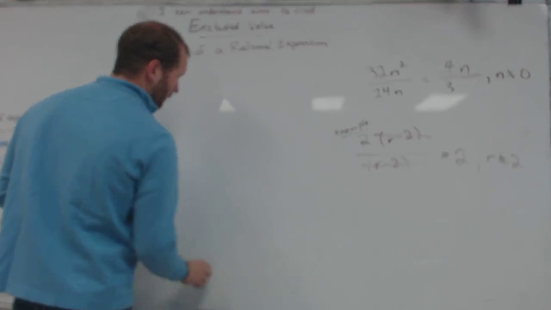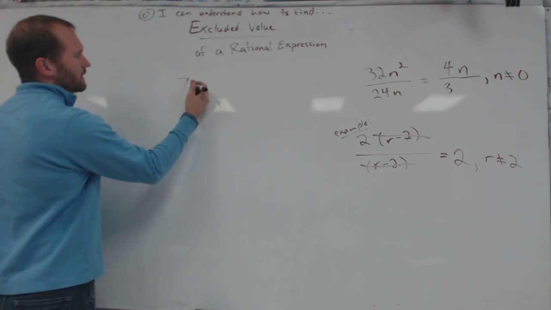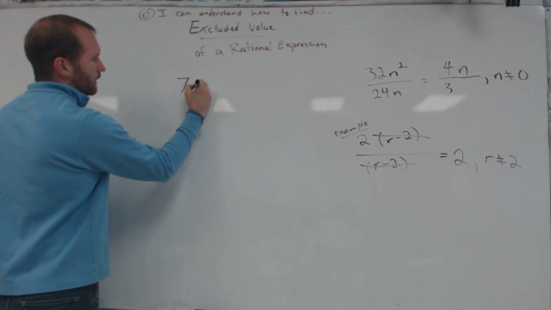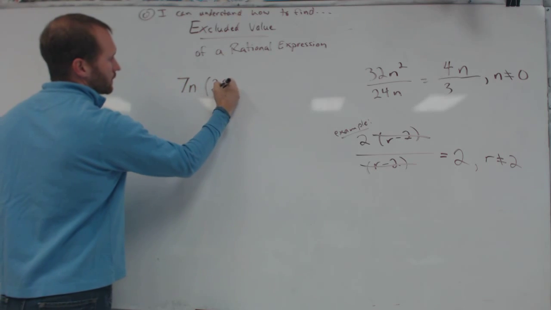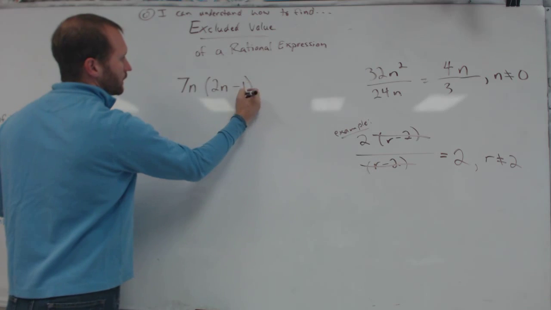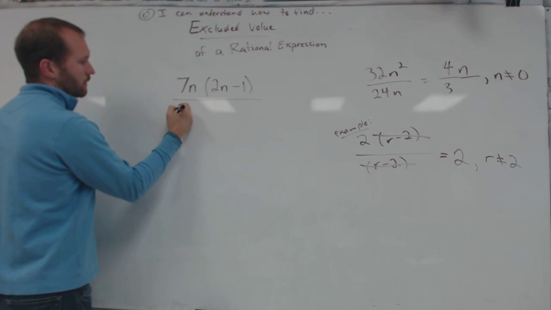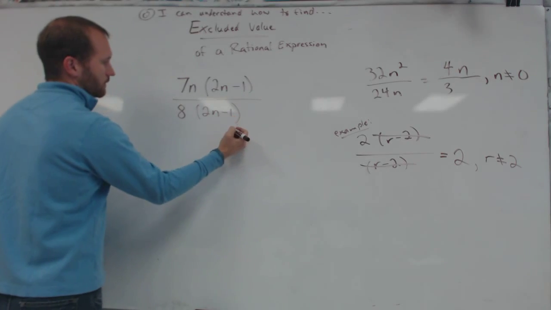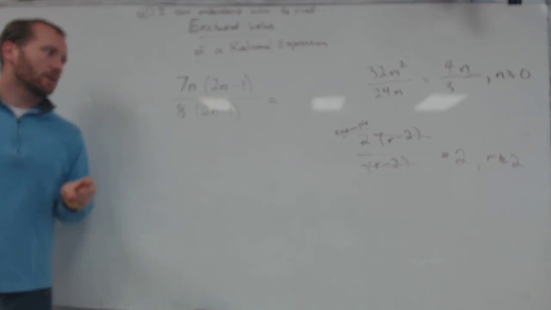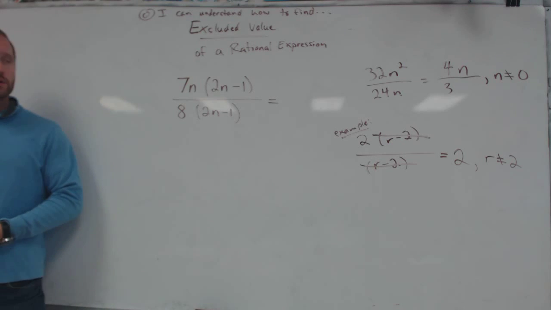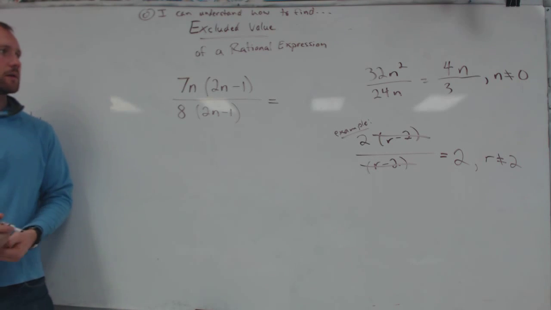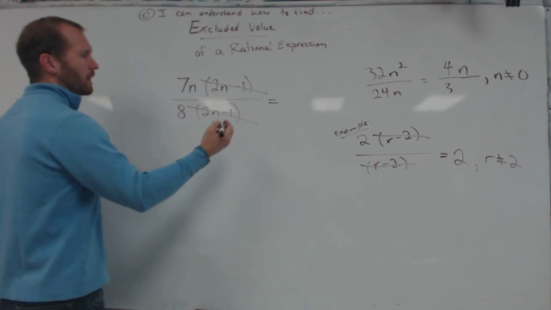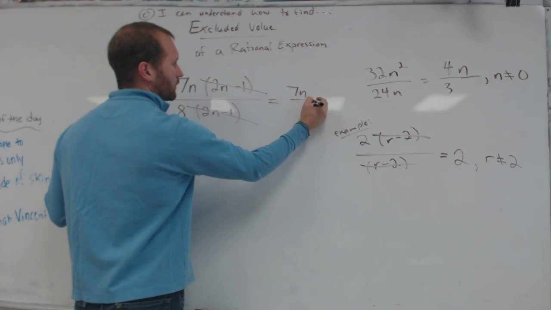Alright, let's do some more. So 7n times 2n minus 1 over 8. What factors do the top and bottom have in common? 2n minus 1. I'm going to cross off the 2n minus 1. I have 7n over 8.